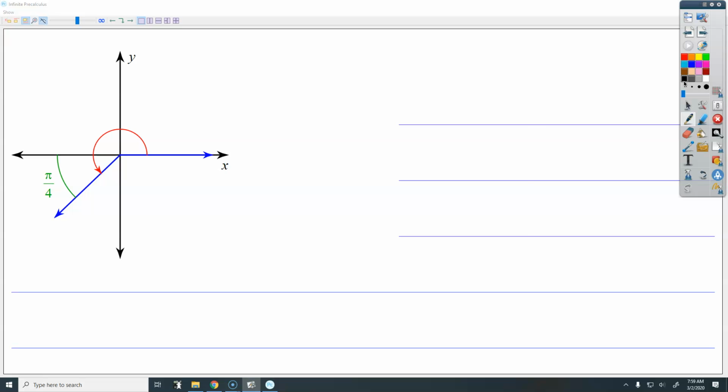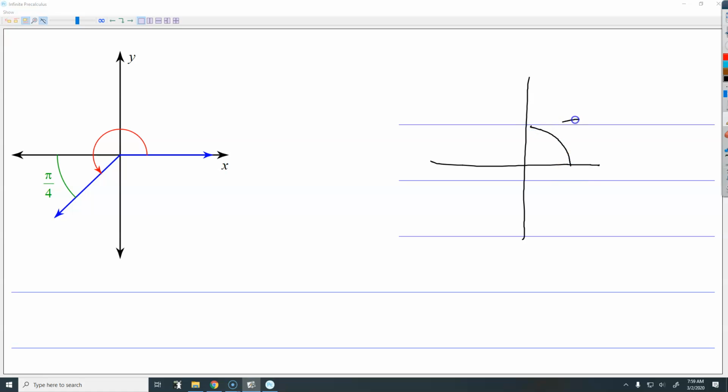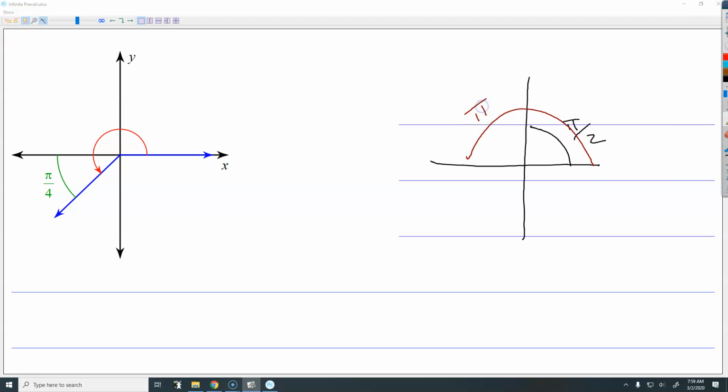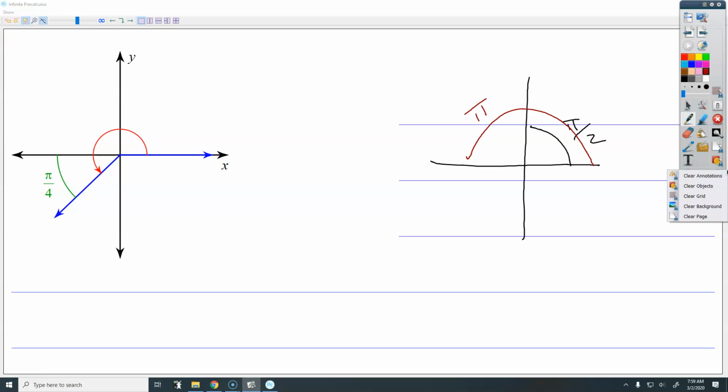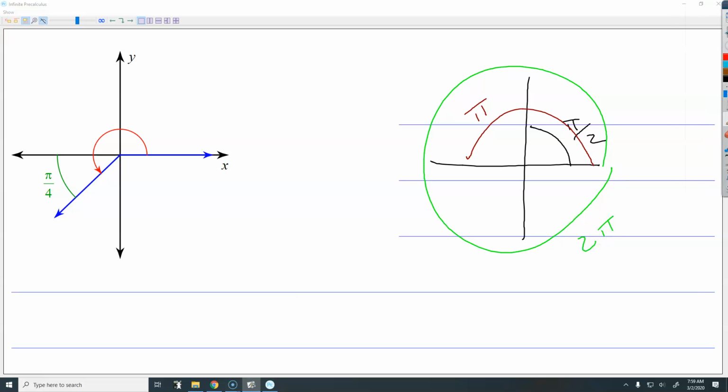So how much is this? That's pi over 2, right? And how much is this? That's pi. Half a circle is pi. And then how much is this? 2 pi. So if you guys know those three things, then you'll be good. I forgot about the 2 pi. That matters.